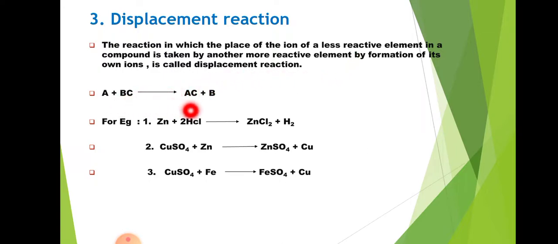So we are going with this formula: A plus BC. Here you can see, what is A? Zn. And BC means H and Cl. Okay, which gives AC. So A was Zn and C is Cl, that is ZnCl2, and B we will separate, because it is less reactive.